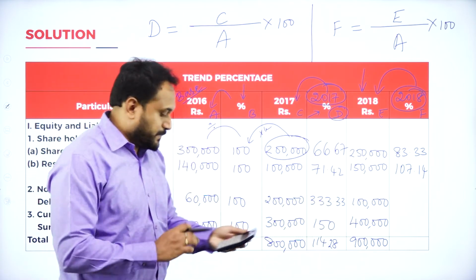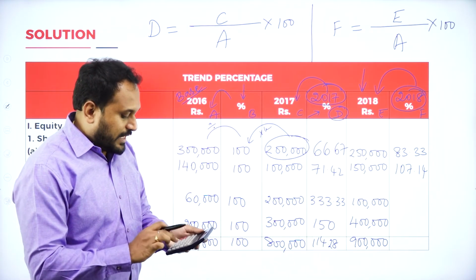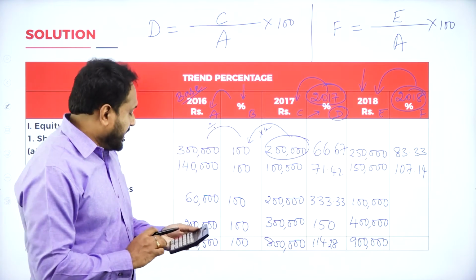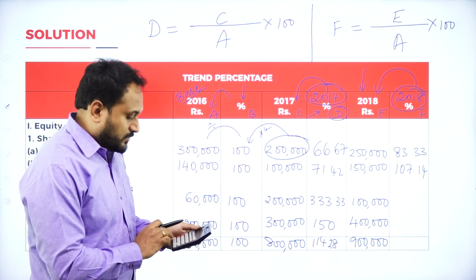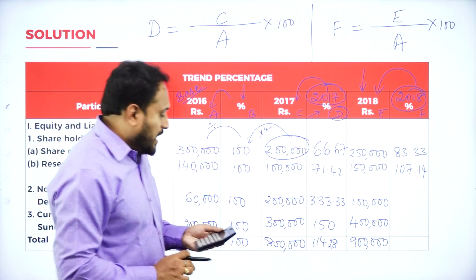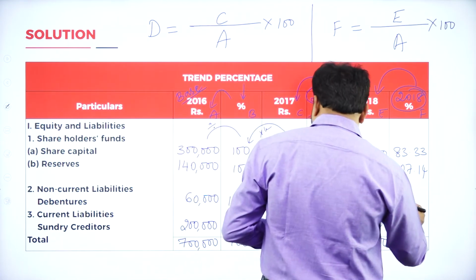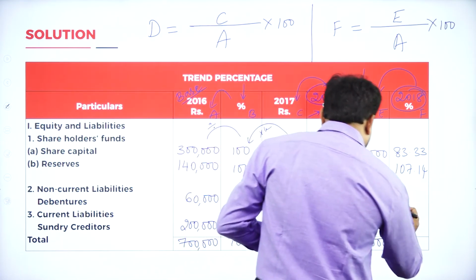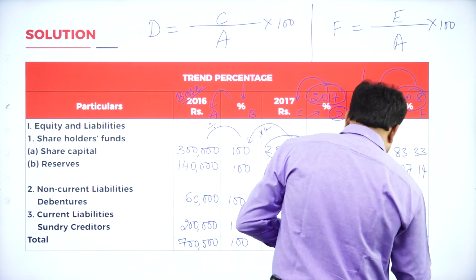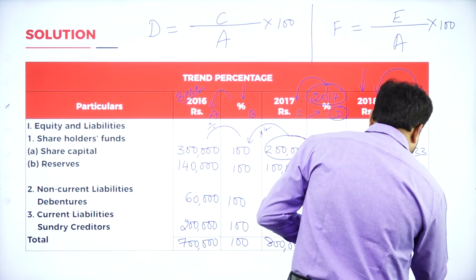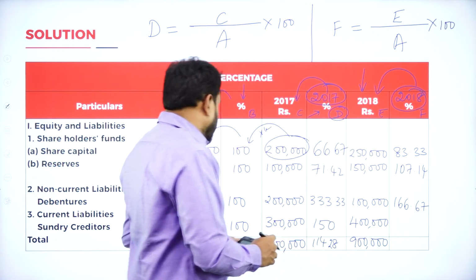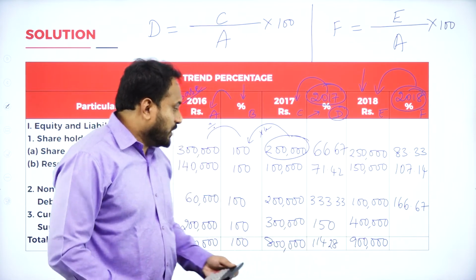Next one, same here. 1 lakh is there. 1 lakh into 100 divided by 60,000 is equal to 166. So we'll go with 166.67. Done. The last one here, we have 4 lakh.